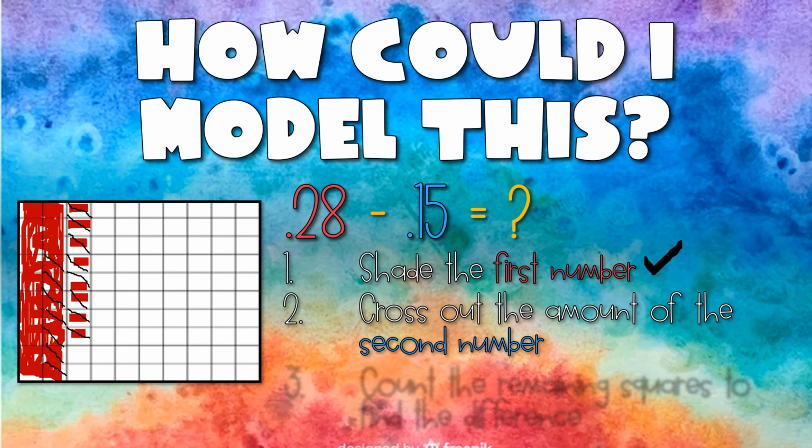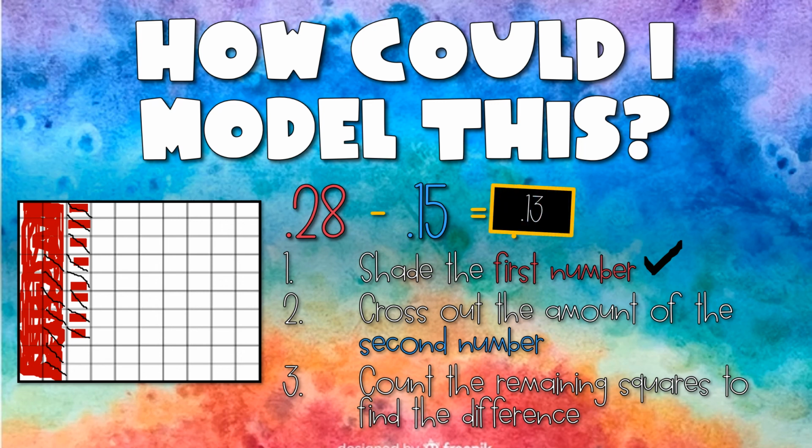And so my last step is to count the remaining squares to find the difference. So the remaining squares is the remaining squares in red. So I know I have 10 here in this column, and then I have 1, 2, 3, which means that my answer is going to be 13 hundredths.